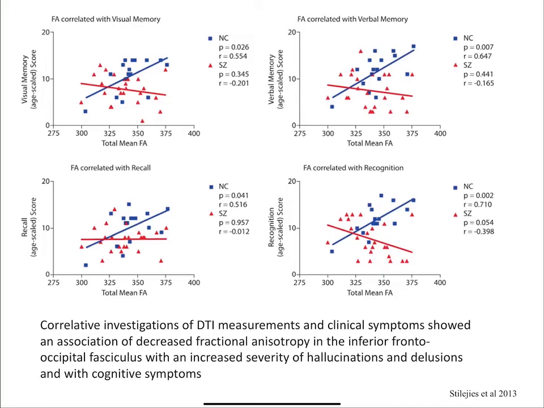This is looking at FA versus different verbal memory scores, recall and recognition, in normal controls versus schizophrenia, and you're seeing a negative correlation between performance and FA, primarily in the schizophrenia population.